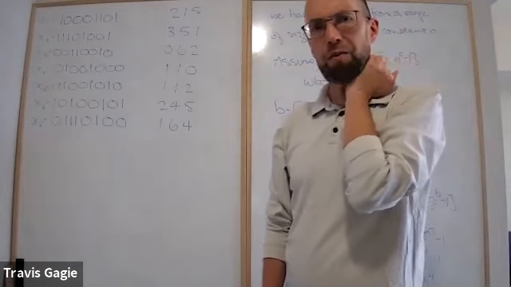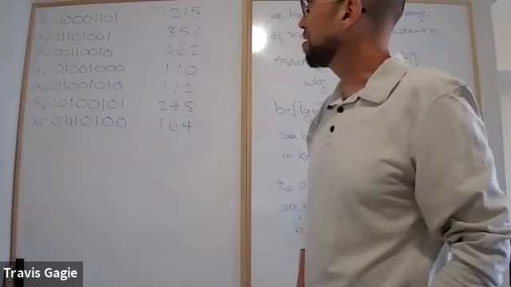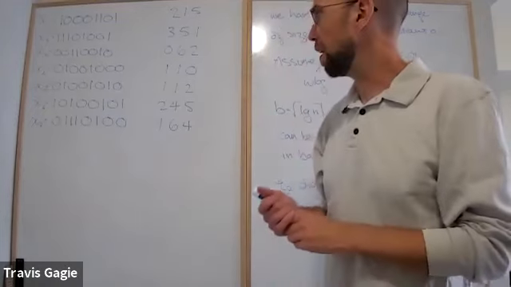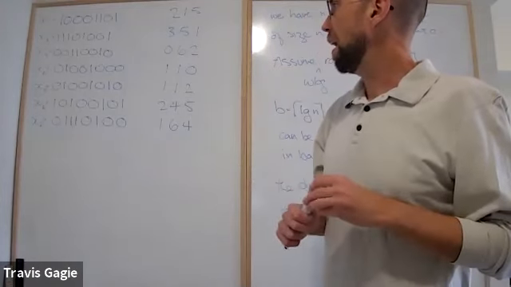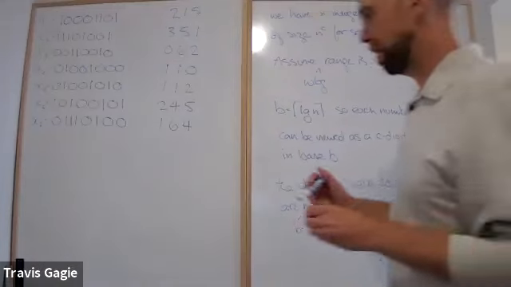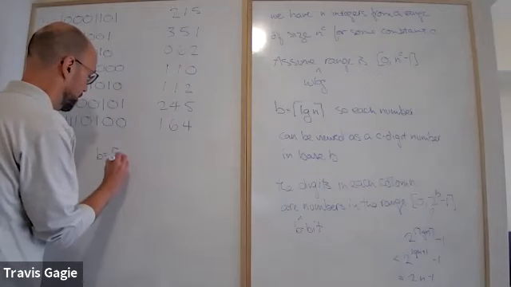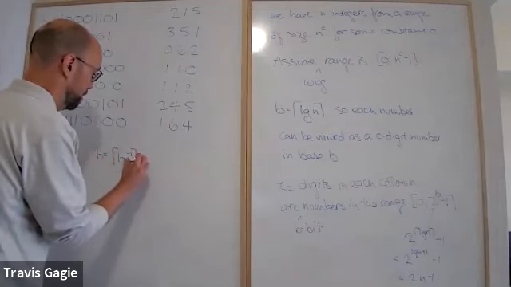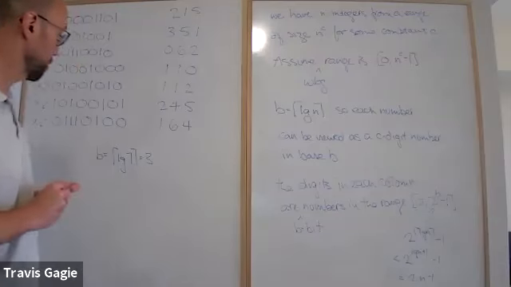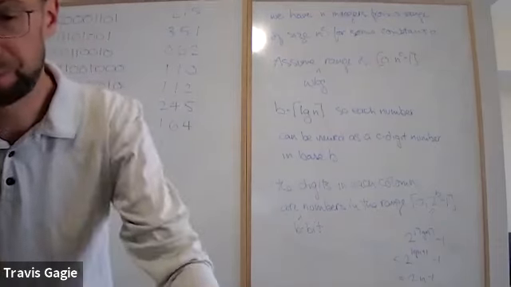Why did I choose a power of 2 as a number? You don't have to, it works anyway. So it's on 8 digits, and now we have 7 numbers. And so let's take b equals ceiling log 7, which equals 3. So we're going to break these into columns.